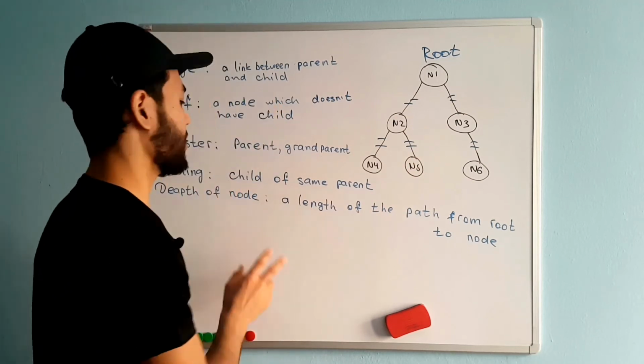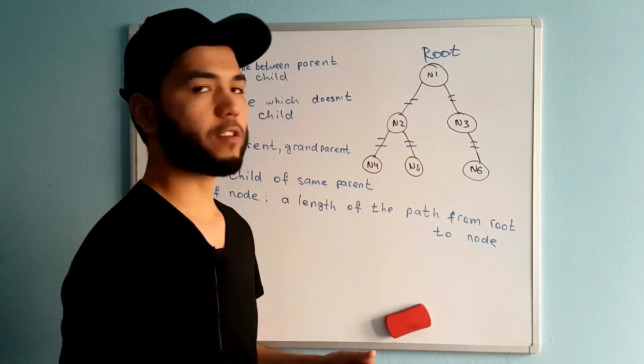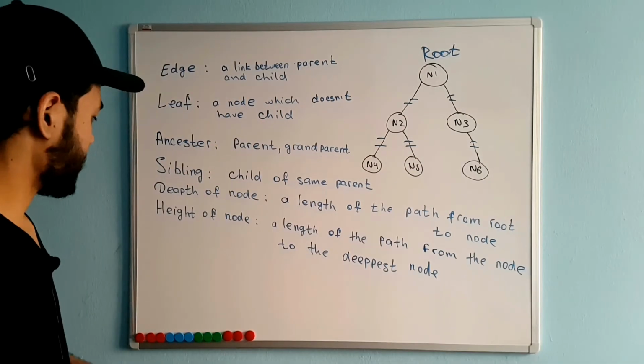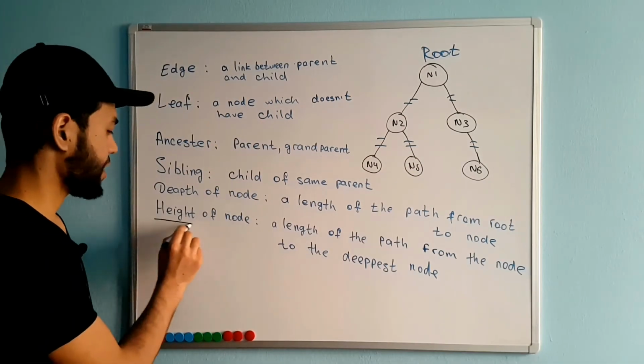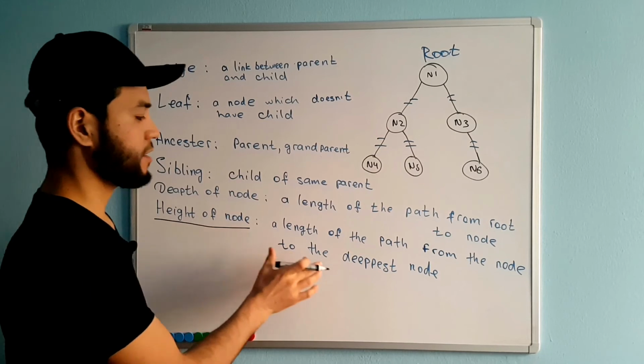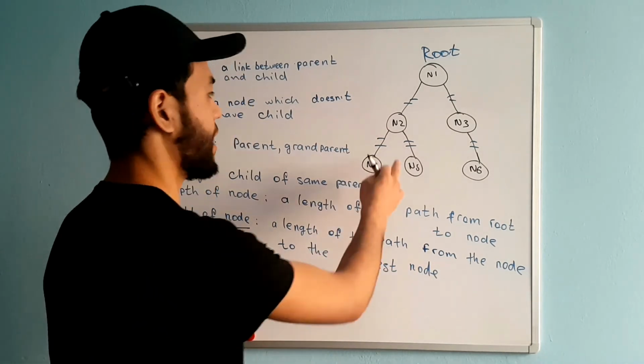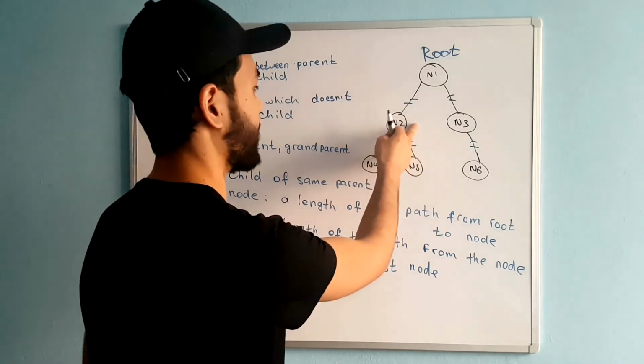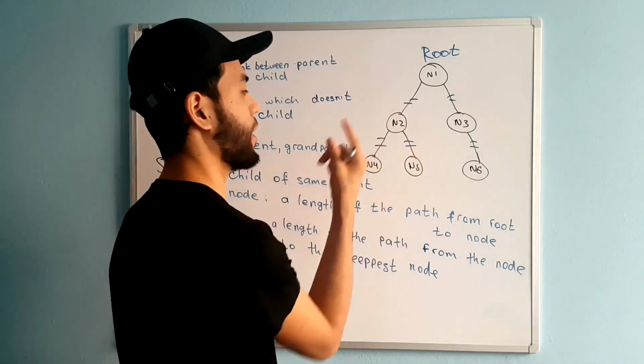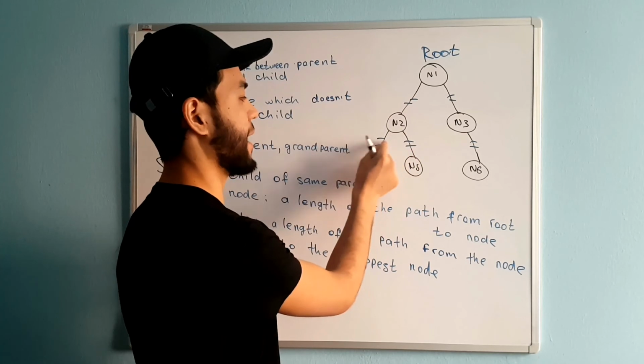And this is the depth of a node, and also we have the height of a node. I'm going to write here, height of node, which is the length of the path from the node to the deepest node. For example, the height of the second node, n2, is 1, because we have only one path to the deepest node.